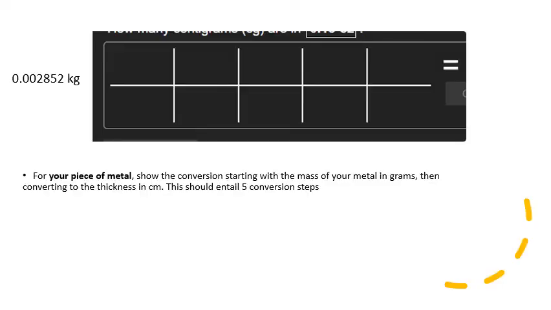One more slide here. We're looking at the final part of this discussion, which was thinking about dimensional analysis again, and how I can just use dimensional analysis, which is converting from one unit to the next. And that's what I'm doing here. I'm taking the mass, as I said, start with the mass of your metal in grams. Oops, grams, but I started in kilograms, then convert to the thickness in centimeters. Now this should entail 5 steps, but it looks like since I started with kilograms here, I had to merge 2 steps, and I'll show you that here.